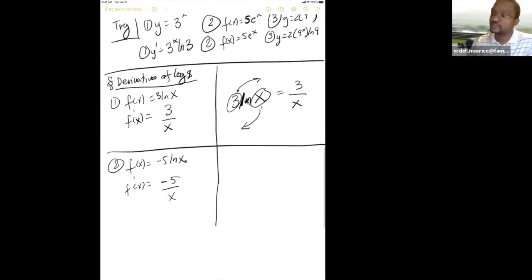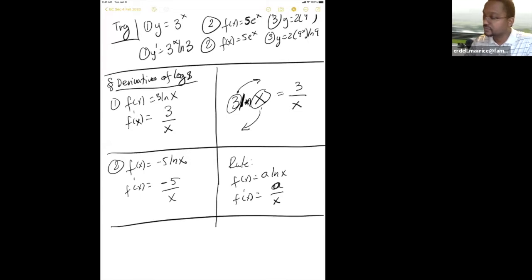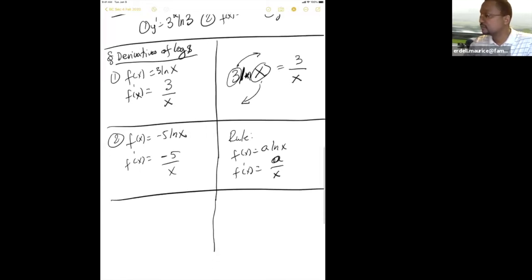So your rule is to have a function f of x equal to a ln of x, and the derivative is what? It's a over x. One that can sometimes trip up students is if I just have ln of x like so. Well, of course, there's a hidden 1 in front of the ln of x, and so the derivative is 1 over x.